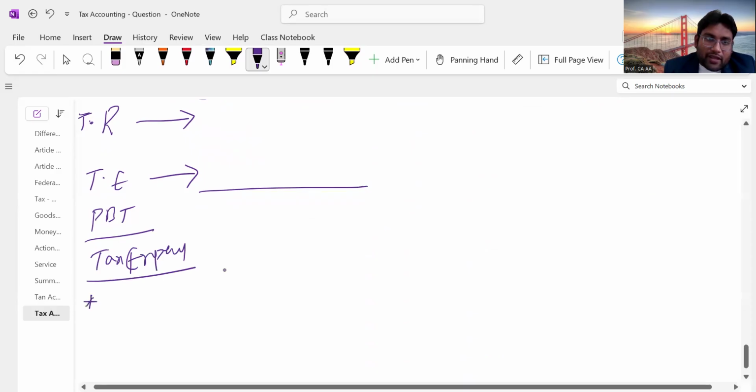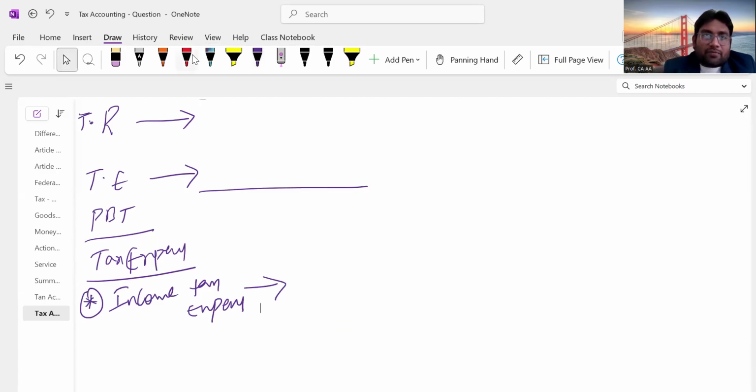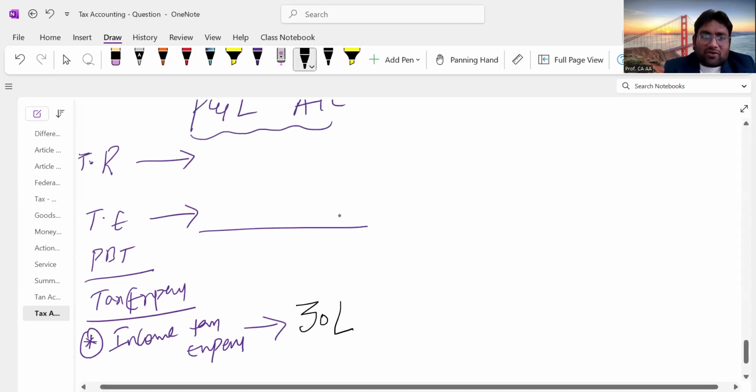Under this we have income tax expense. How much is the income tax expense, my dear friends? Tell me, each and everyone. How much is the income tax expense? Yes, we already discussed that income tax expense for the financial year 23-24 is 30 lakhs. I have to write this. So this is the profit and loss account. I do not have other information.